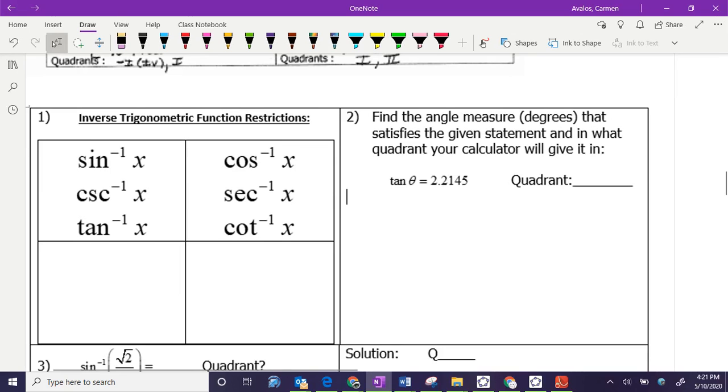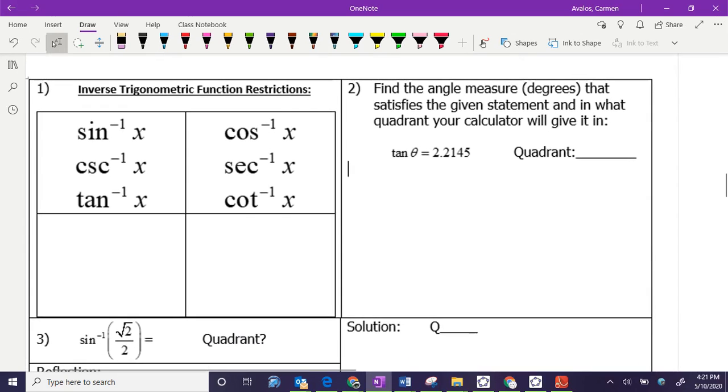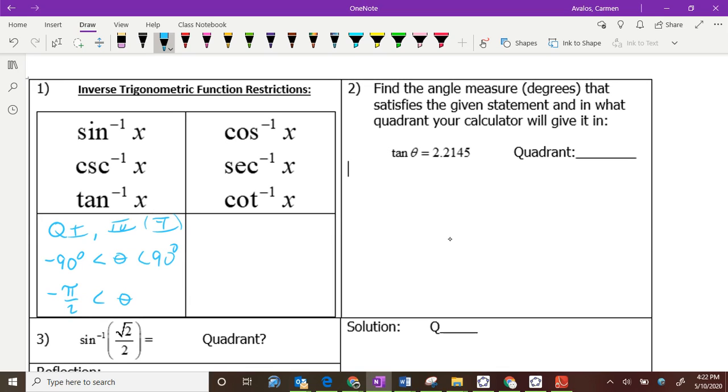Now, how do we apply it? And so here, the inverse trig functions for these, we already talked about it. What you want to do is fill that in. Again, we know that this one here is going to be quadrant 1 and quadrant 4, or quadrant -1. And then it's going to be from negative 90 degrees to 90 degrees. And if we do it in radians, it's negative pi over 2 to pi over 2.